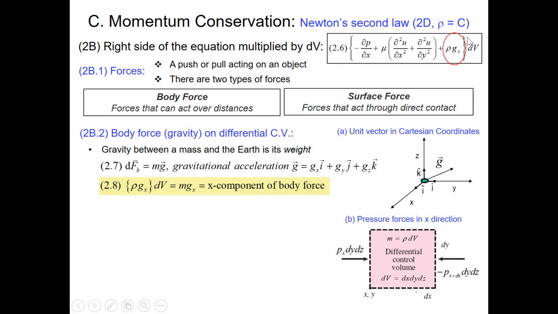For the last term in the equation, rho times dV gives m times gx. It represents the x direction component of body force.